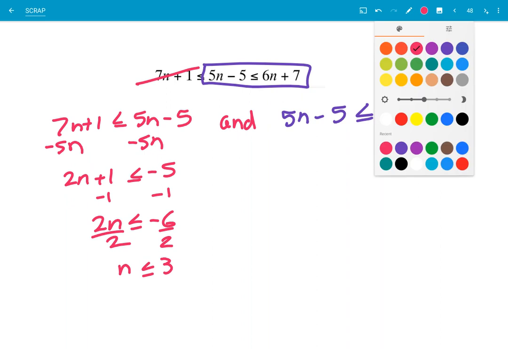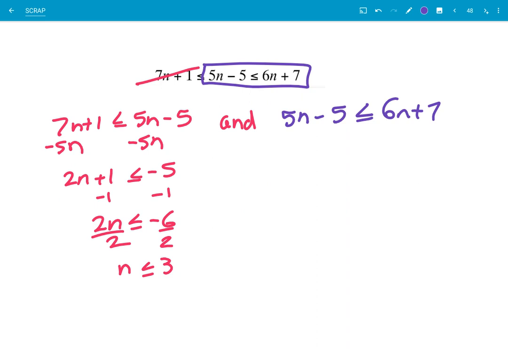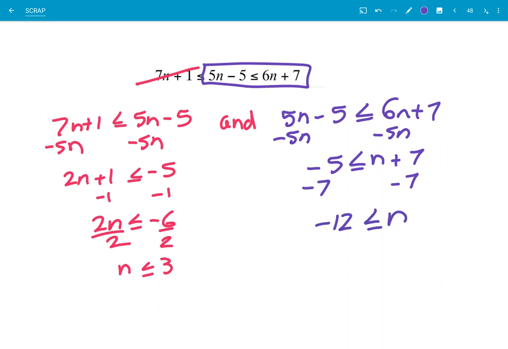Awesome. On the other side here, it should be pretty similar steps because it's a very similar inequality. I'm going to minus 5n again, but I have a different amount that I'm subtracting from. So in this case, I'll actually get just 1n plus 7, and then I'll just subtract that 7 to the other side, and I'll get -12 is less than or equal to n. And now I can go ahead and put those in order, and that should do it for me. -12 is less than or equal to n, which is less than or equal to 3.